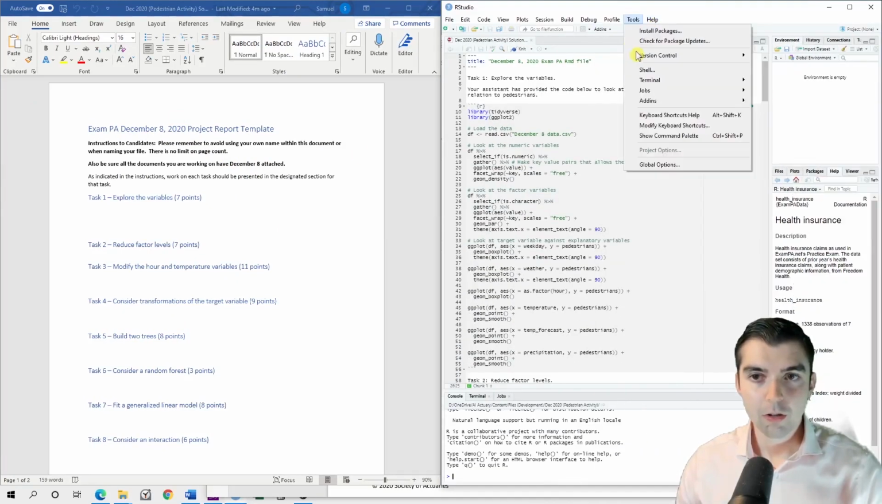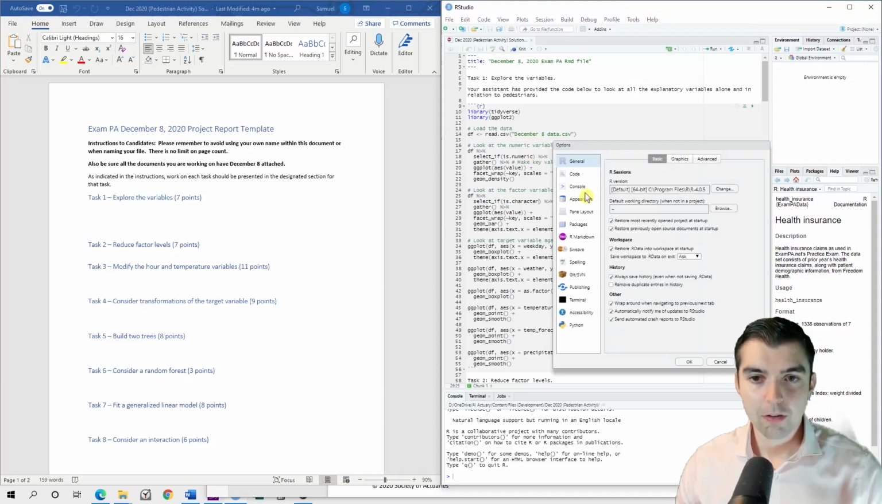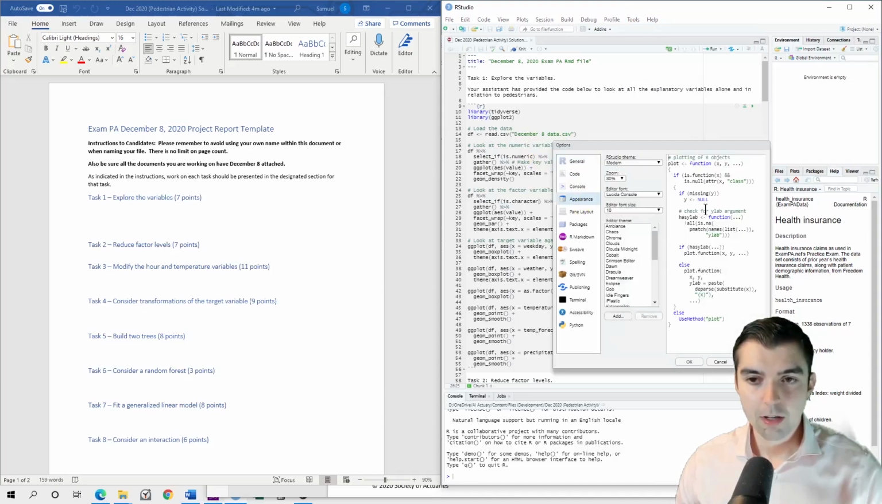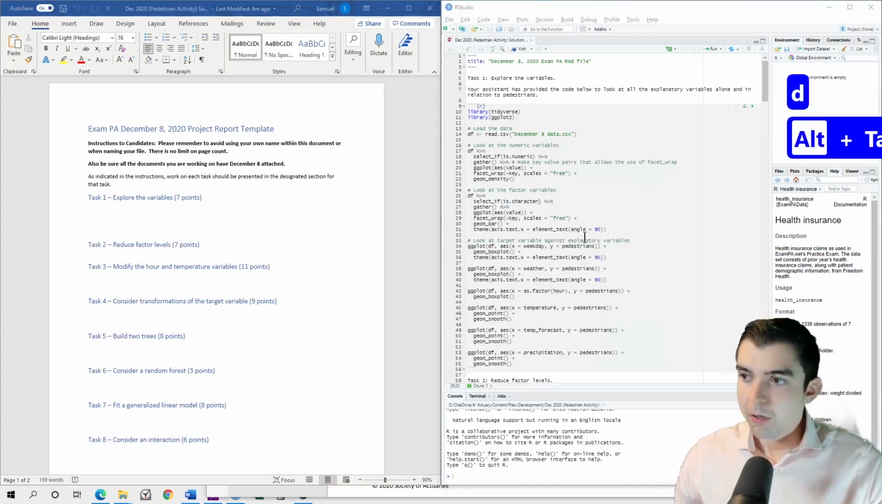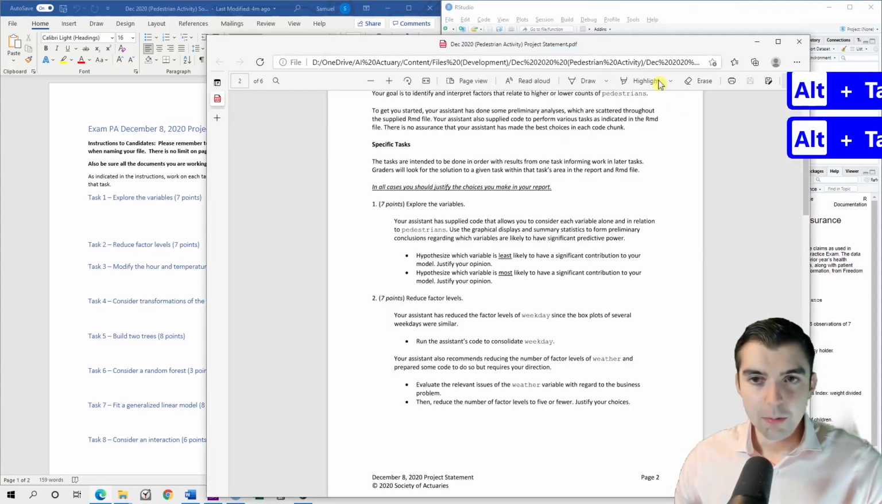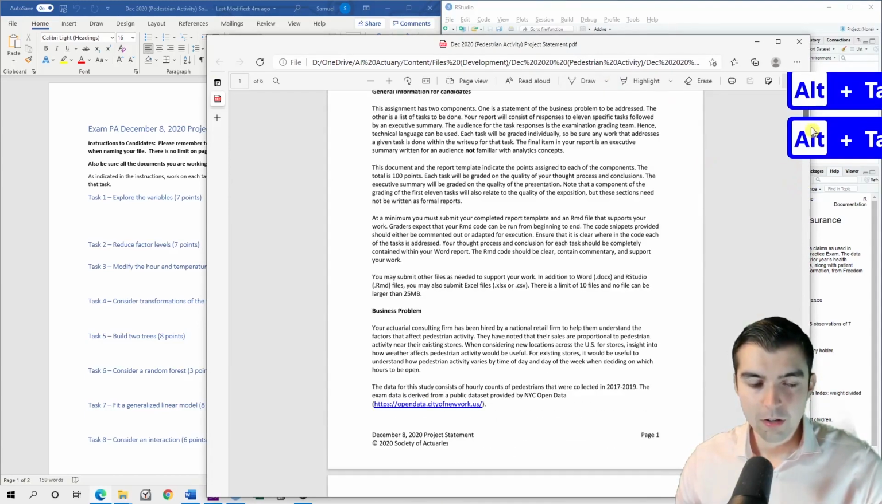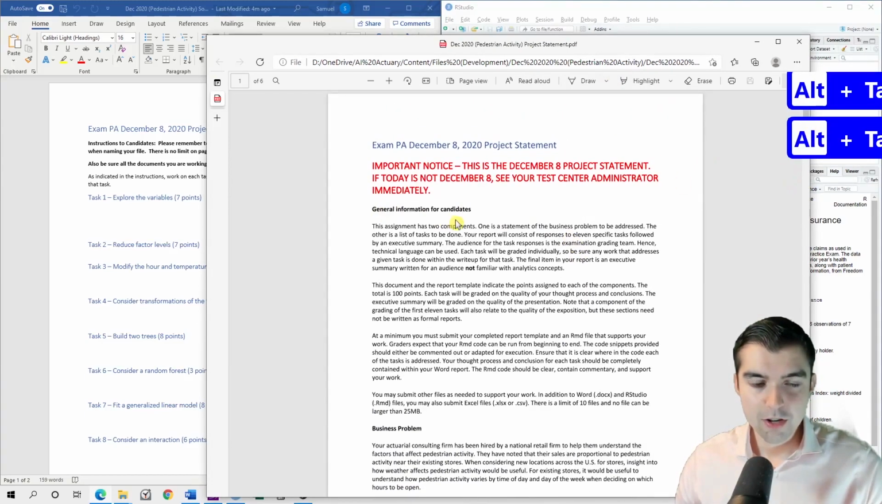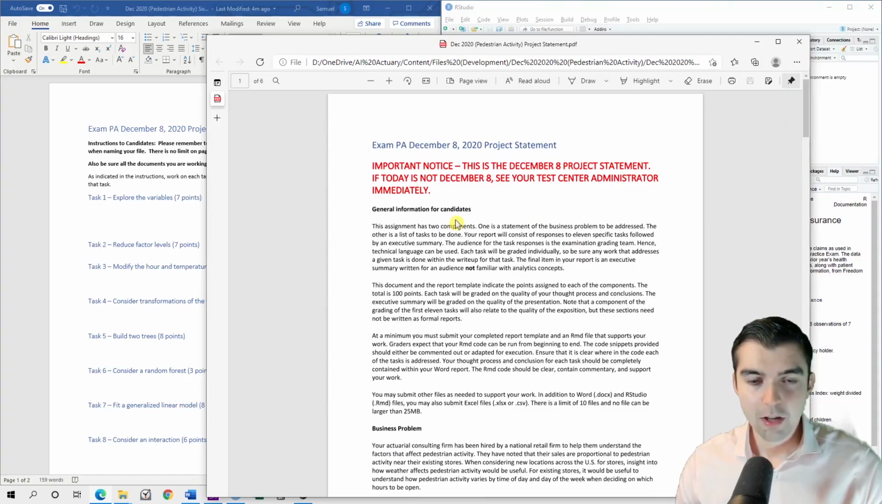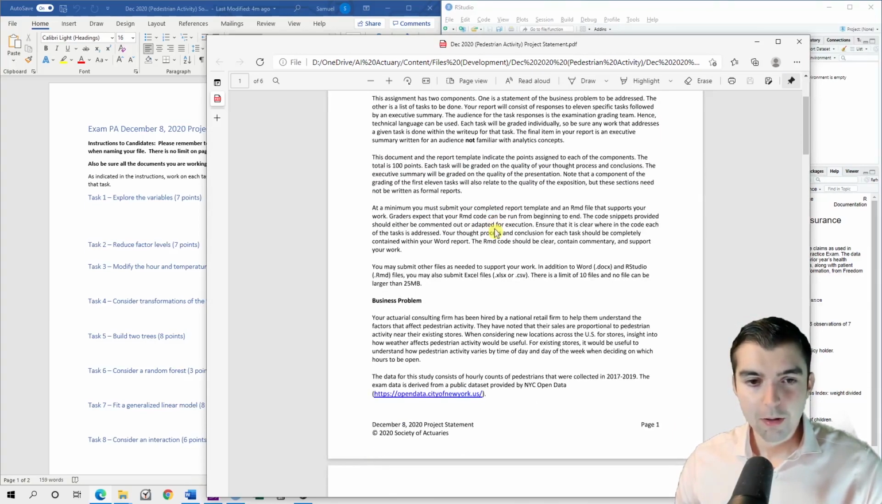And in RStudio, I go up to Appearance and zoom out here. Set it to about 80%. Okay, and then we have the project statement. So I'll skip over this general information for candidates because you will already have read through this several times.